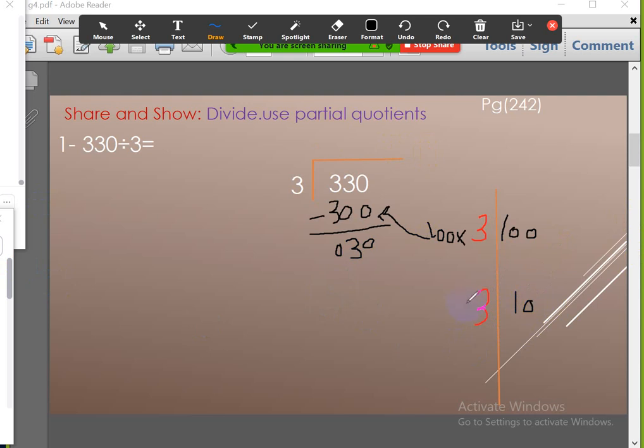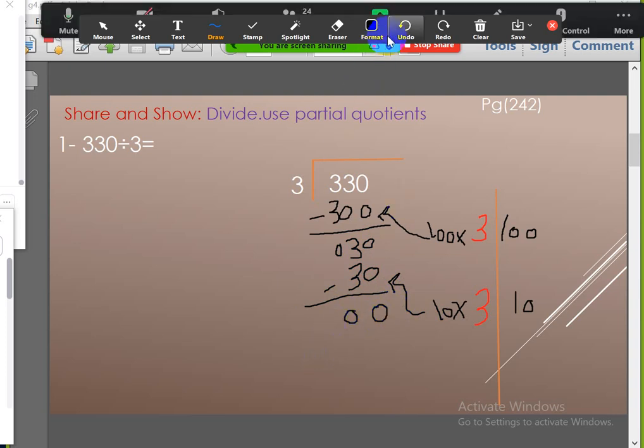So 10 multiply 3 equals what? Equals 30. So I will put the answer for this multiplication, this multiple, down here, and then subtract between 30 and 30. 0 minus 0 equals 0. 3 minus 3 equals also 0. Look, the remainder is 0. There is no number left with me.